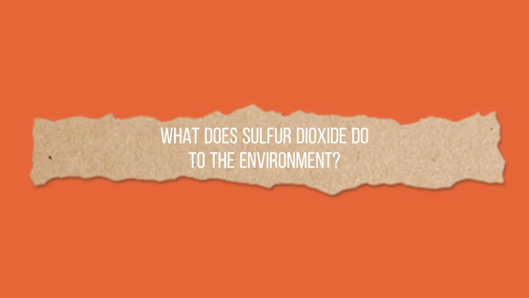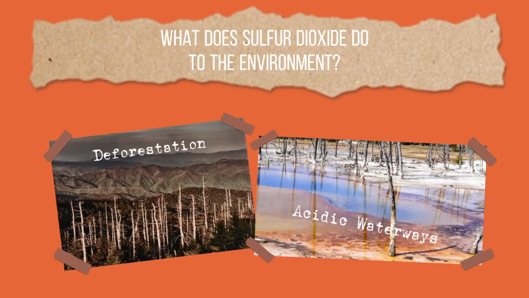Now, what does sulfur dioxide do to the environment? As I said earlier, it does a lot of nasty things, like causing paint to peel, corrosion of steel, and many other things. But two of the most impactful effects of sulfur dioxide to the environment when it becomes acid rain are deforestation and acidic waterways.